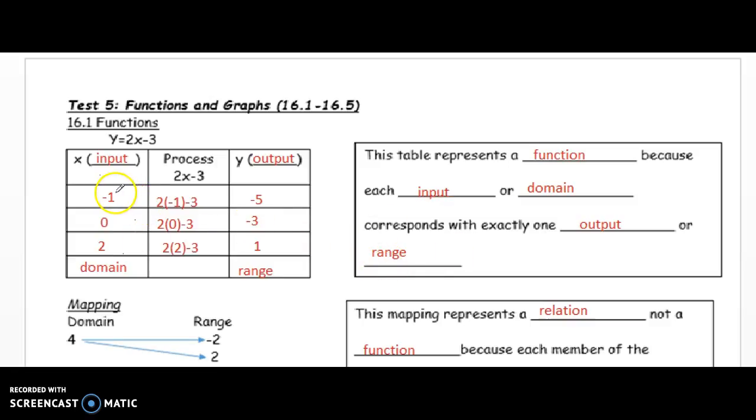That means when I put in -1, I get -5 out. When I put in 0, I get -3 out. When I put in 2, I get 1 out. So each input corresponds with exactly one output.